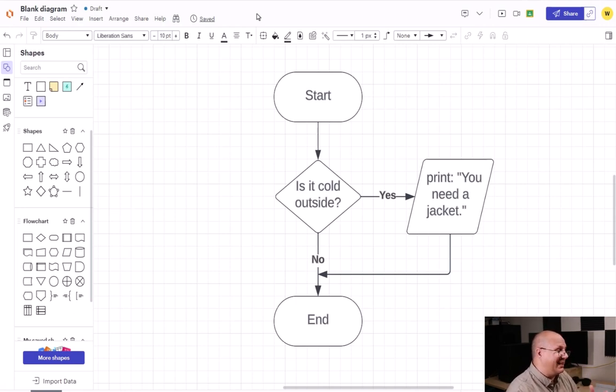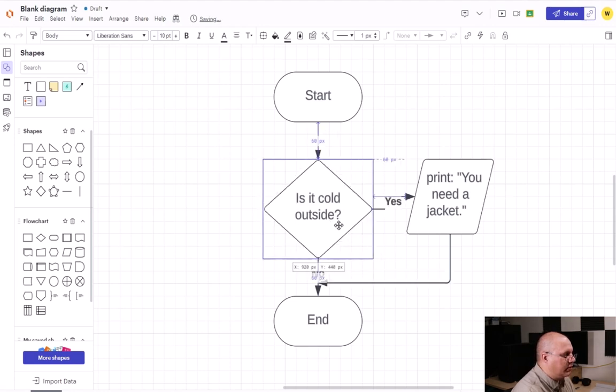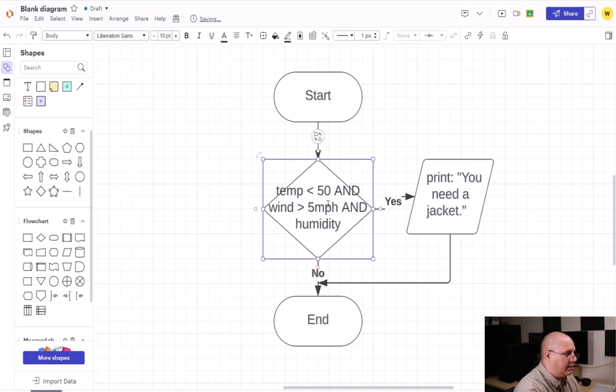So instead of saying, is it cold outside, we might need to adjust this question. I'm going to need a bigger box, so I'm just going to resize this real quick. Hopefully that would be big enough. And I'm going to say something like, if the temp is less than 50 degrees and wind is greater than 5 miles per hour, or you could choose to convert that to kilometers if you want to, and humidity is greater than 45%, and it looks like I need a bigger decision box. That's an easy fix.